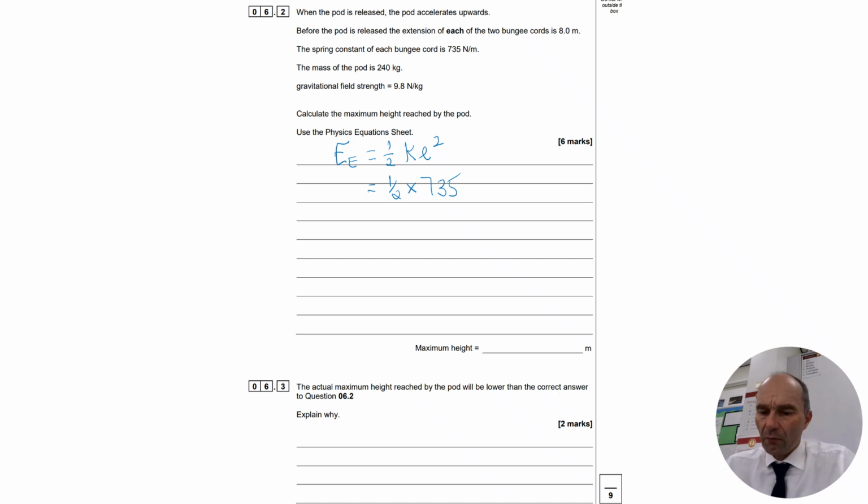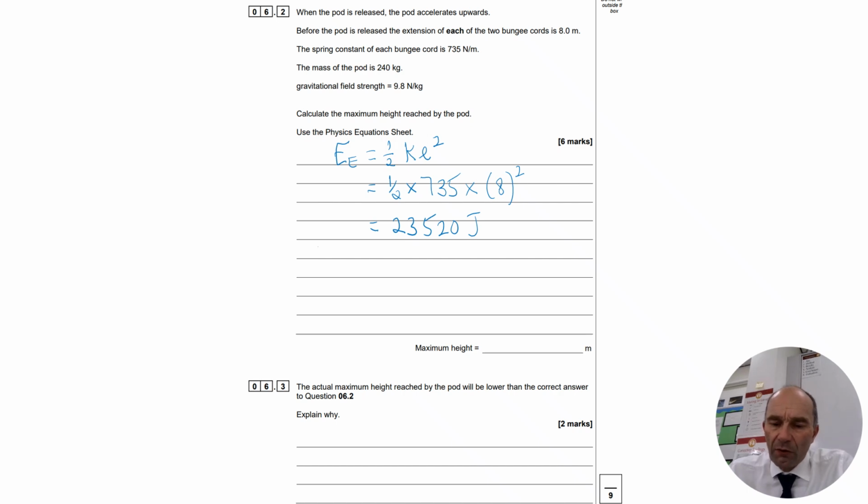multiplied by, it's not just 8, it's 8 squared. From there, put those numbers in your calculator, you should come up with a value of our elastic potential energy of 23,520 joules. Now, remember, this is just stored in one of the bungee cords. There are 2 bungee cords.